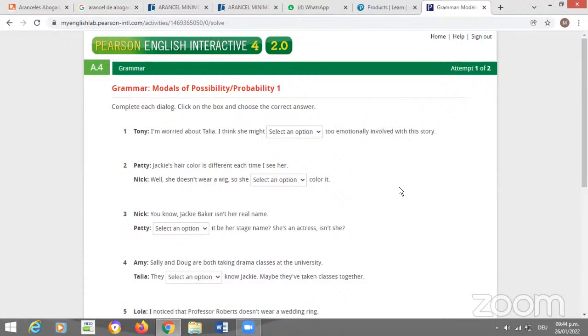En los negativos, en los que se tiene completa certeza de que la posibilidad es inviable, se usa el can y el could, ¿no? Exactly. Can't, couldn't. Yes.